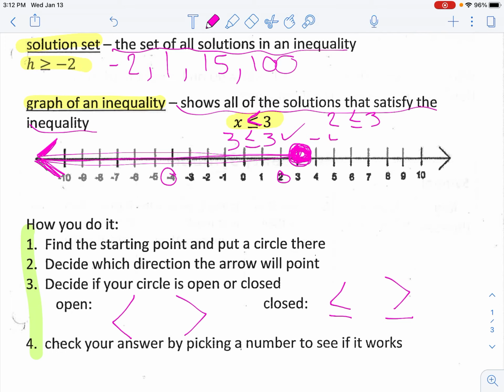-4 is less than or equal to 3. It doesn't have to be both. It has to be one or the other. -4 is less than or equal to 3. True. -9. -9 is less than or equal to 3.